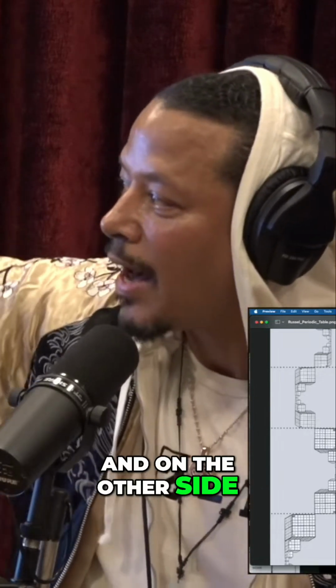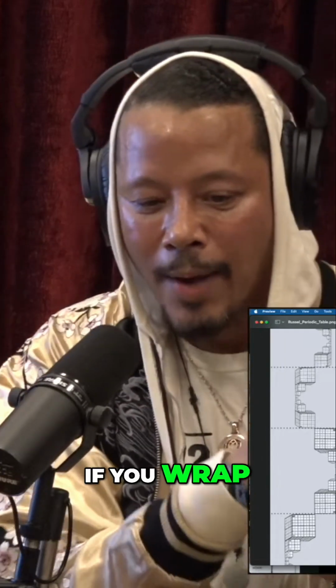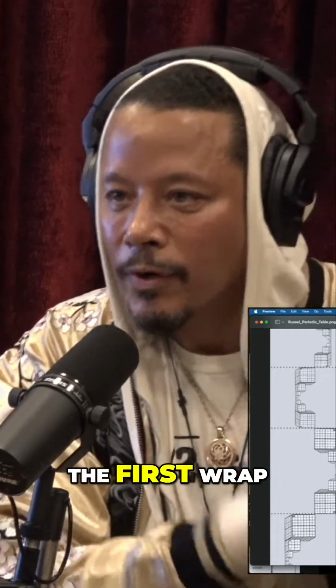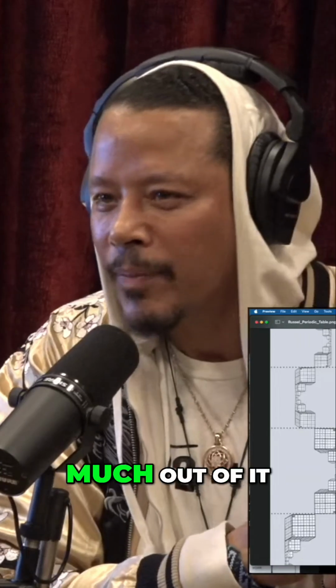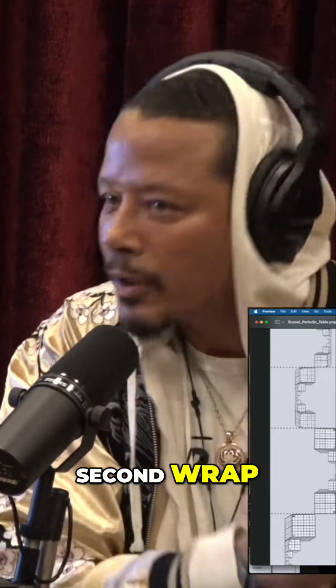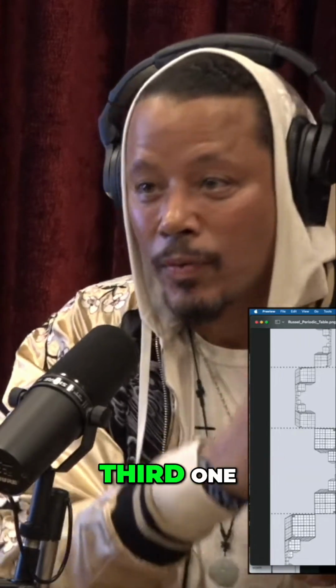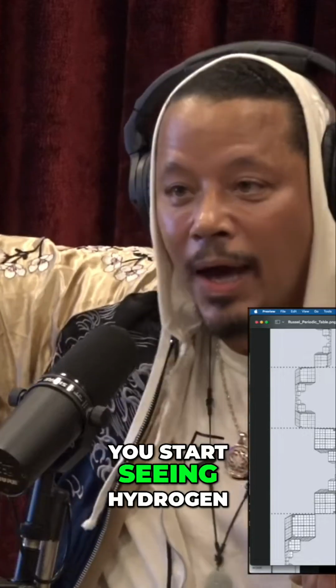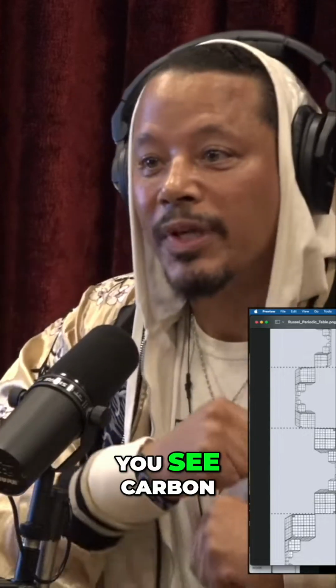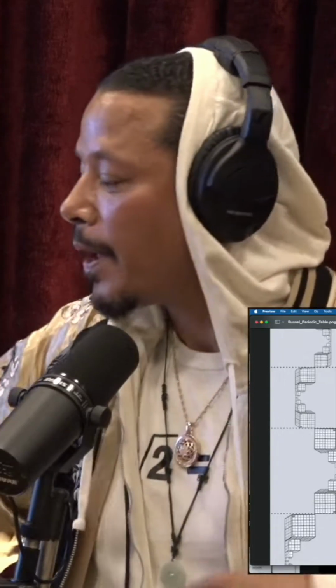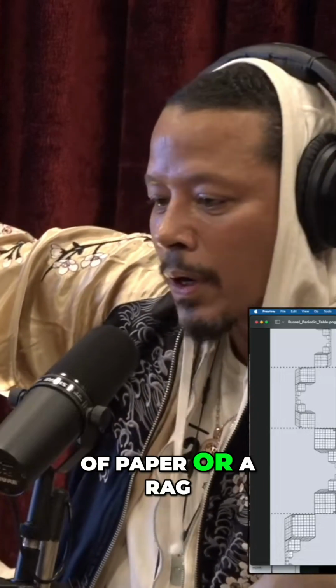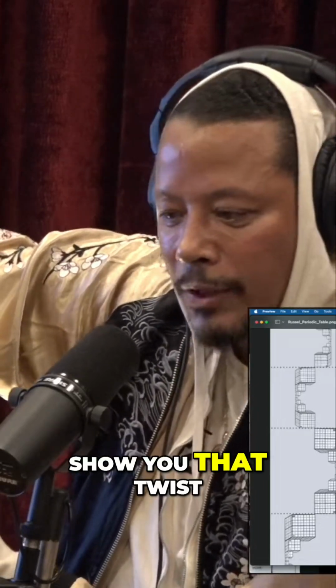And on the other side, it's like, as I said, if you wrap a rag around your hand, the first wrap is really tight. You can't get much out of it. Second wrap, you damn near can't see the difference. Third one, you start seeing hydrogen. The fourth wrap, you see carbon. I need a piece of paper or a rag, and I can show you that twist.